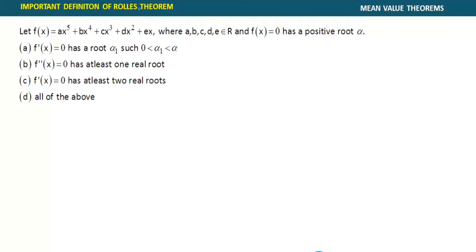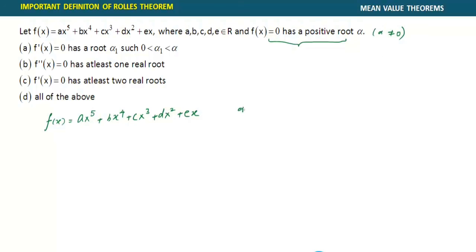Now let's take another problem to understand again the algebraic definition of Rolle's theorem. So now f(x) is given to be ax^5 + bx^4 + cx^3 + dx^2 + ex, where a, b, c, d are real numbers, and f(x) equal to 0 has a positive root. This is given that f(x) equal to 0 has a positive root alpha. And this was also given that alpha is not equal to 0.